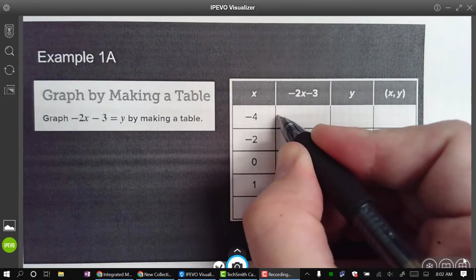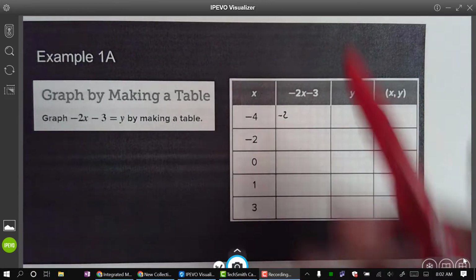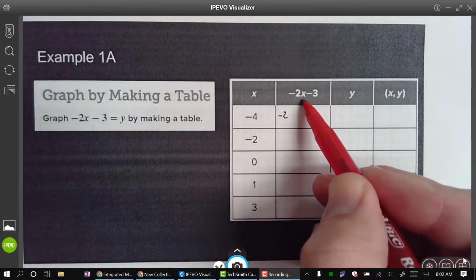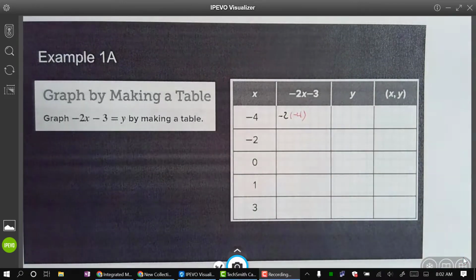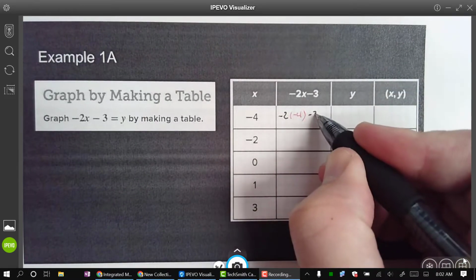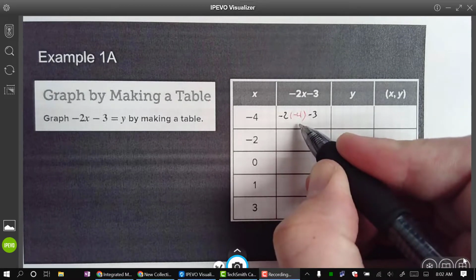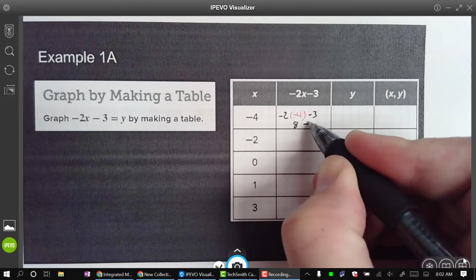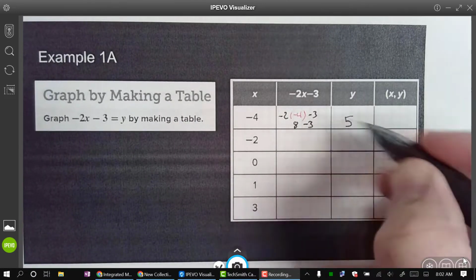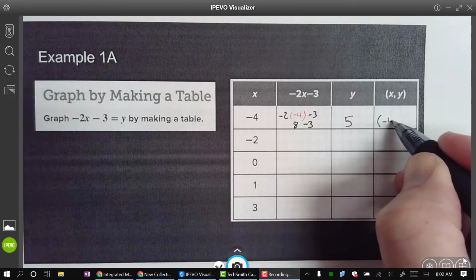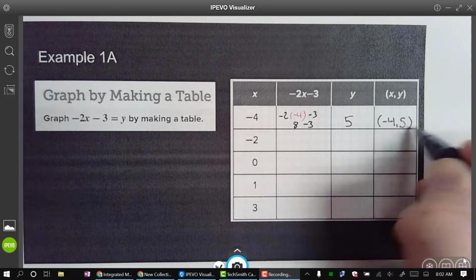So I have negative 4. I'm going to substitute in that negative 4 into this equation. So this is going to give me negative 2 times negative 4 minus 3. Well, negative 2 times negative 4 is positive 8 minus 3. And 8 minus 3 is 5. So my first point is going to be negative 4, comma 5.